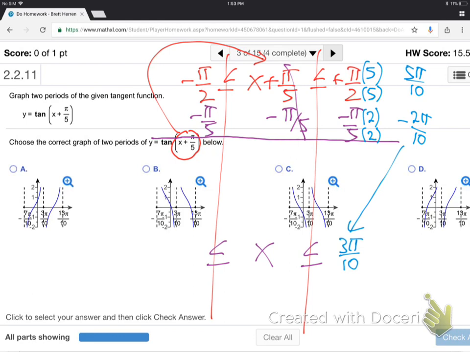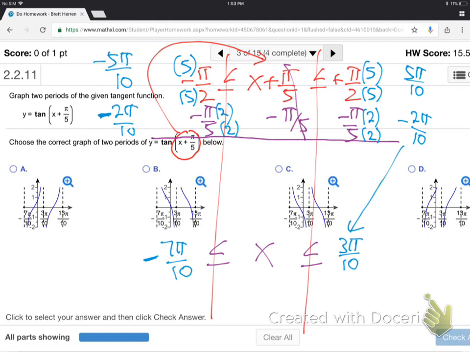And then on the left side, it's going to be the same thing. Multiply top and bottom of this one by 5, top and bottom of this one by 2. We'll get minus 5 pi over 10 and minus 2 pi over 10. And that makes minus 7 pi over 10. And those are going to be where the new vertical lines are, right? The vertical asymptote lines, the dotted lines. That's where they're going to be.